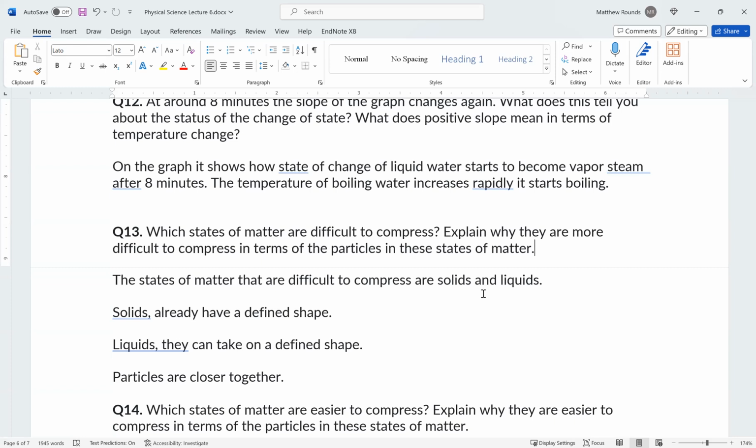Should I mention the fact that solids, if they're in a container, don't expand, but if they're taken out of a container they will start to expand? You can, but we're talking mostly about the particles. The big thing here is that the particles are close together and you cannot change their shape, which is why they're difficult to compress. Compressing means to change the shape. Got it.